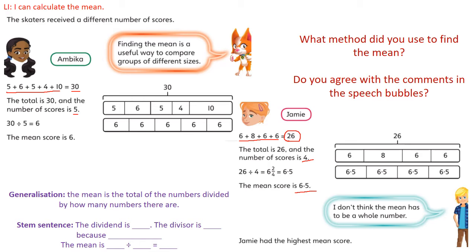What we could do is use a bar like this where we've got 4 equal groups so we can double check using the inverse. So we've got 6.5 plus 6.5 plus 6.5 plus another 6.5. And that would give us the answer of 26. So we know that we are right. And our boy in the corner here says, I don't think mean has to be a whole number. He's absolutely right. It can be a fraction or we can have it as a decimal.